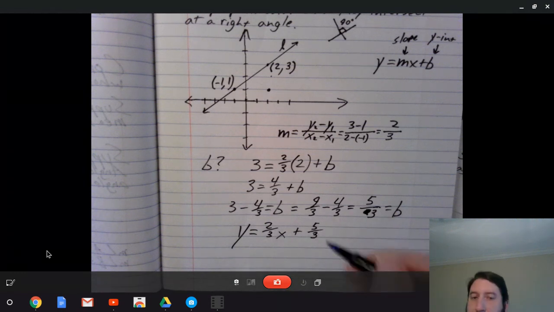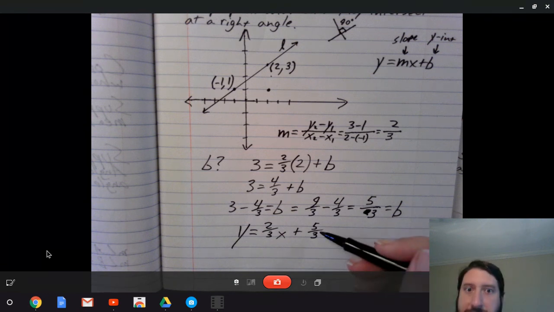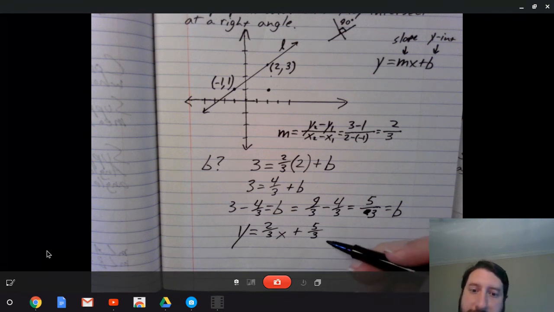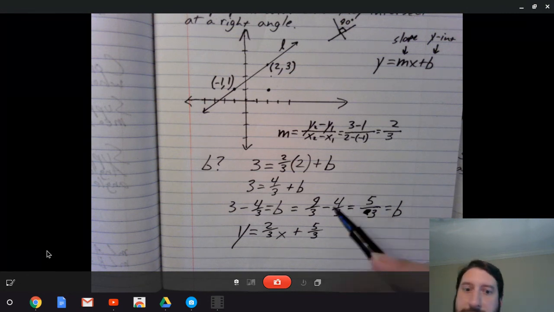And if you want to write this as 1 2/3, that's fine. I just prefer to keep them as fractions. It just makes it easier. Honestly, even though they're improper fractions, I prefer it like this. It just makes it easier to work with.